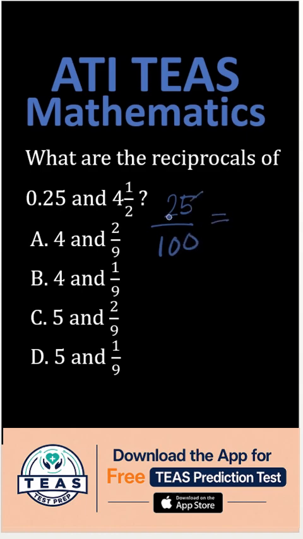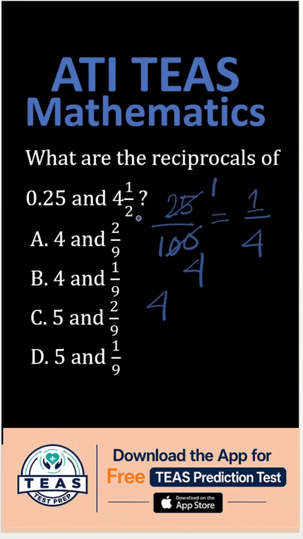So 25 times 1 is 25, so it cancels out, and 25 times 4 is 100. So that leaves us with 1 over 4. So now if we flip it, we get just 4.